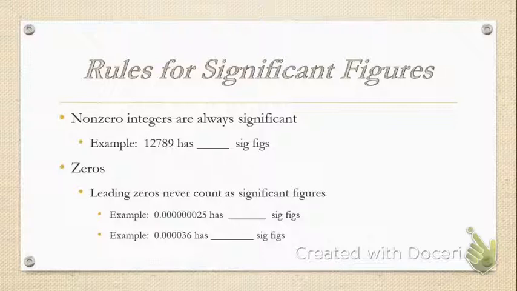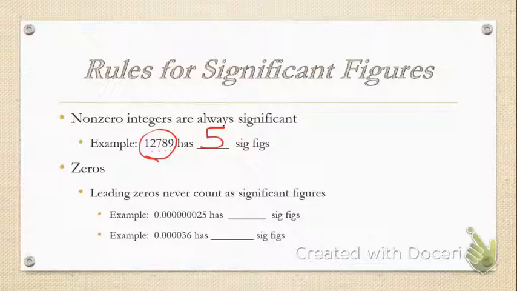Okay, so let's start talking about all the rules. There are a couple of different rules. First of all, if it is a number that is not a zero, so 1, 2, 3, 4, 5, 6, 7, 8, 9, they count. Like this number here, 1, 2, 7, 8, 9. Those all count. So this one has 5 Sig Figs. Pretty straightforward. It's when we get into the zeros that it gets a little confusing.